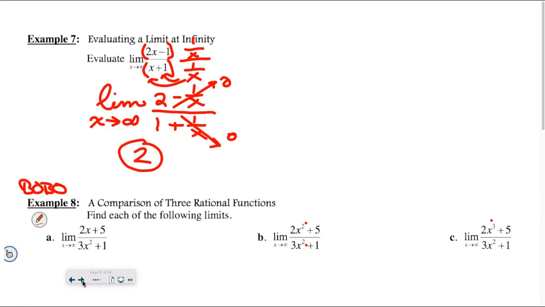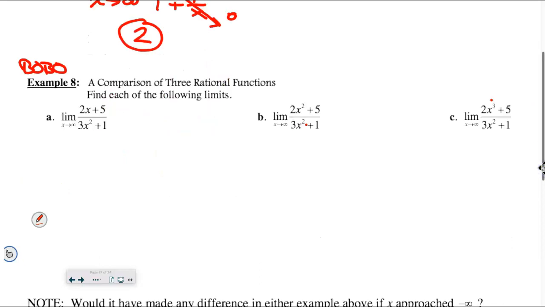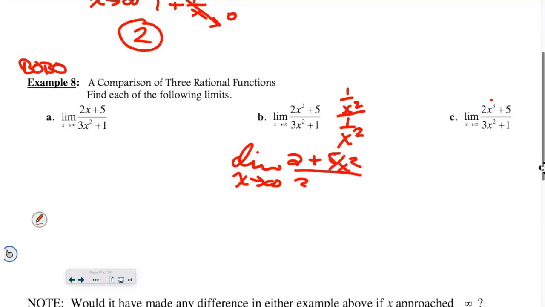You technically, if you were taught this in college, they'd say divide everything by the highest power on the bottom. So let's go apply that to letter B here. If I divided everything, technically I'm multiplying by 1 over x squared, but would that be dividing everything by x squared, correct? So I'll write that. If I do that, what I end up with is just a 2, because the x squareds cancel, plus 5 over x squared, and just a 3 plus a 1 over x squared. Do you see why you get to steal those coefficients? What's all the other stuff always going to go to in this case? 0, right? So 2/3.